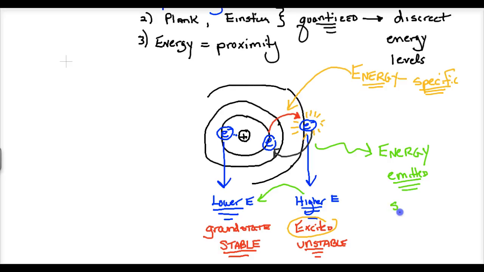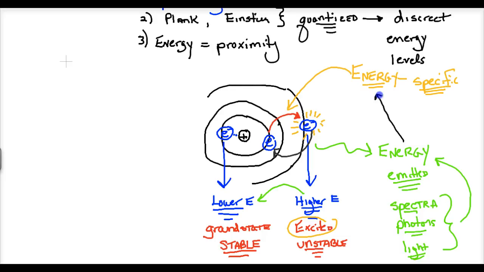You'll hear the word spectra. You'll hear the word photons of light, which represent light acting as a particle with a specific amount of energy with it, or the word light. But again, all of this represents energy that is what? That is specific, which we called quantized energy.